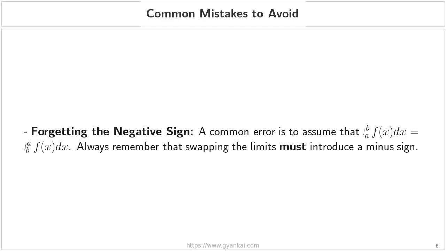entire integral. So, the correct relationship is that the integral from b to a of f of x dx is equal to the negative of the integral from a to b of f of x dx. Don't skip that minus sign, it's crucial.